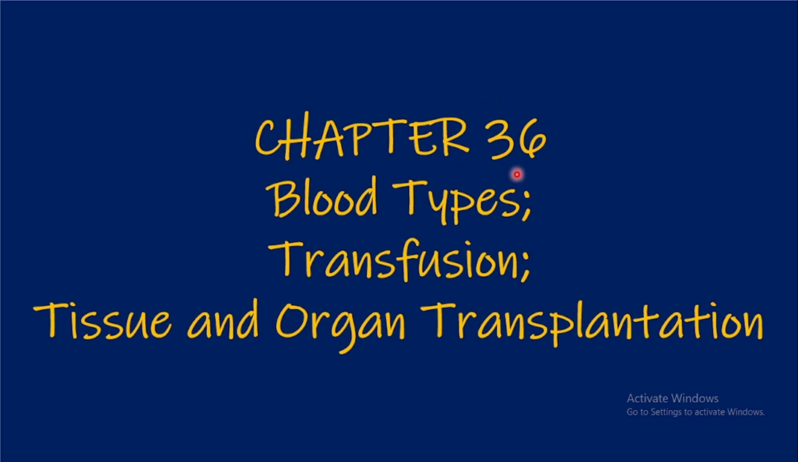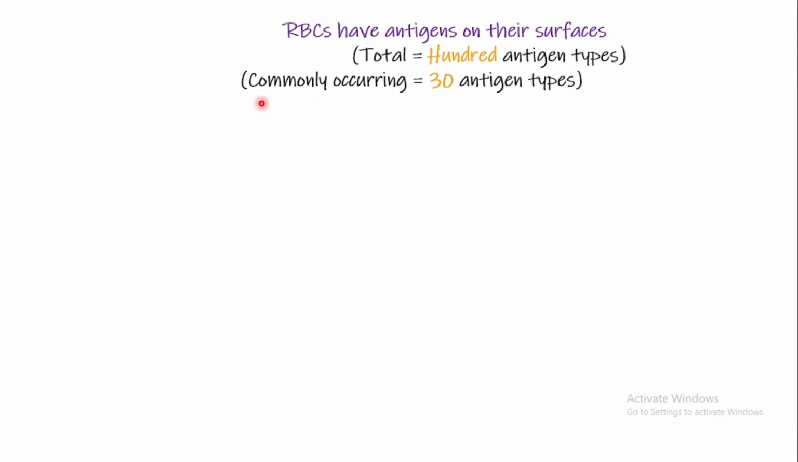In the first part we're going to study the antigens present on the red blood cells. Red blood cells have many antigens on their surface. There are hundreds of different types of antigens present on the surface of red blood cells. Out of these hundreds, 30 different types are commonly present.